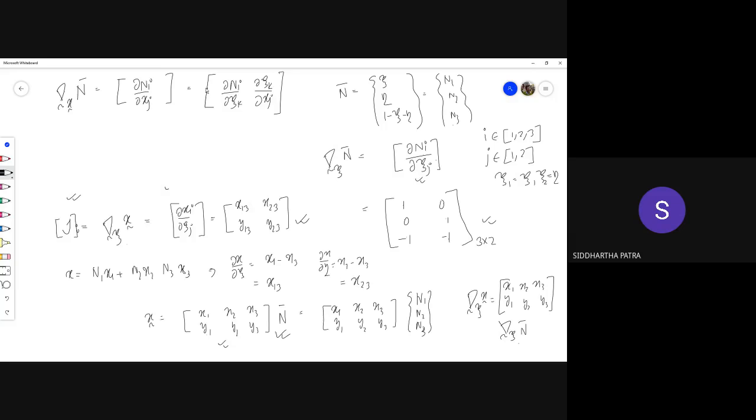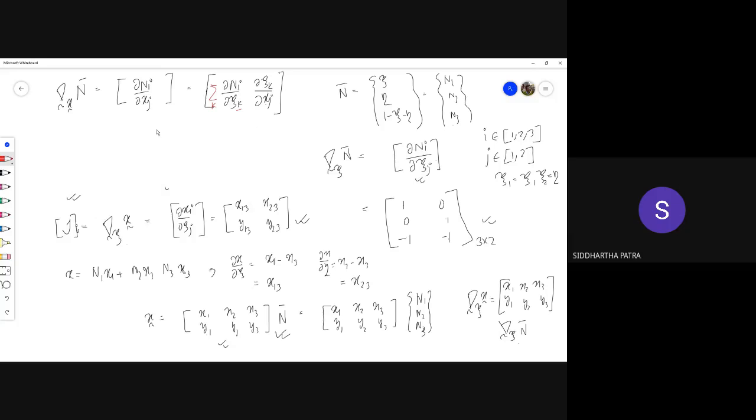Okay, but this chain rule is not a single term. If it is not clear to you, by this repetition of index, what I mean to say is there is a summation over k. So basically what you do, you take the partial derivative of each of the shape functions with each of the natural coordinates. Then you take the derivative of the natural coordinates with respect to the physical coordinates.